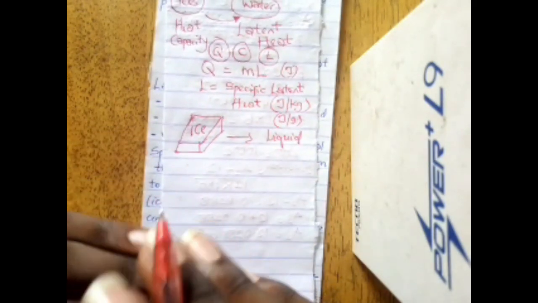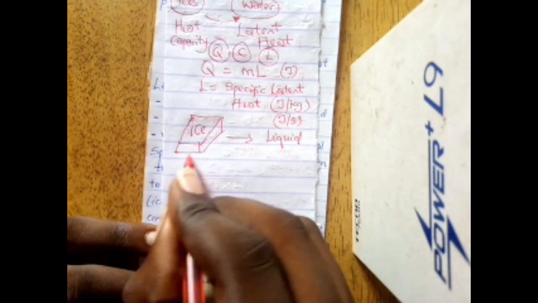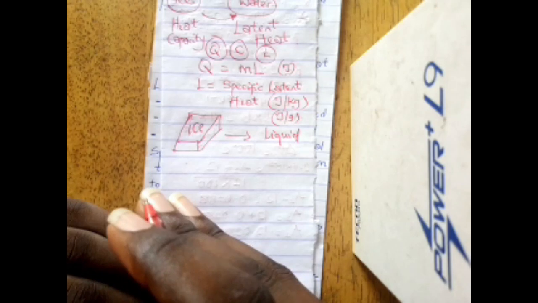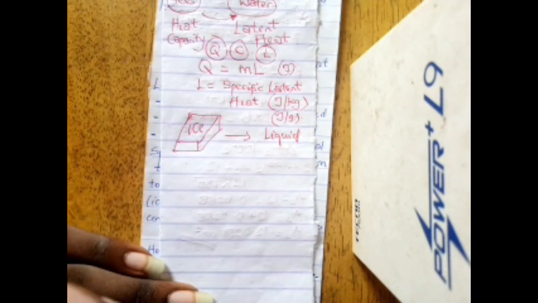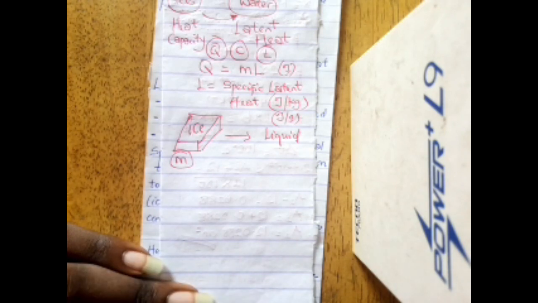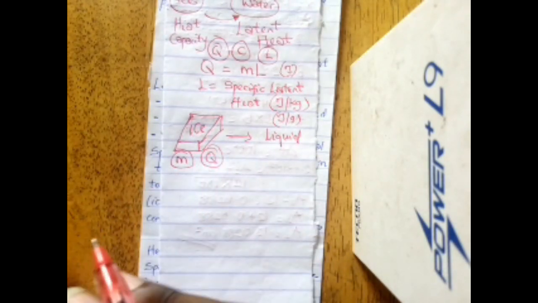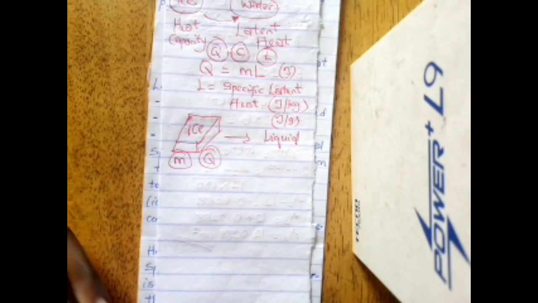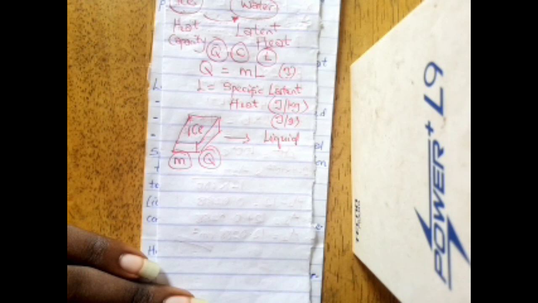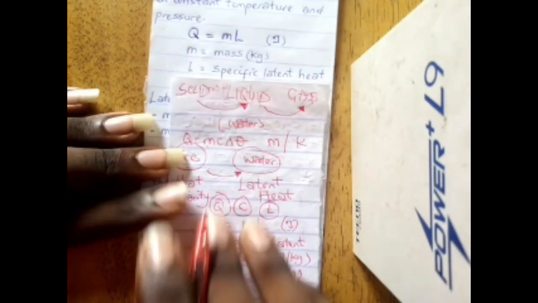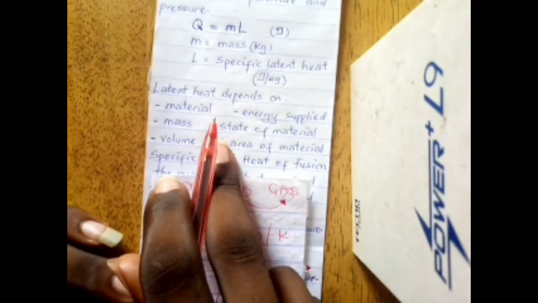We've said we want to convert ice into liquid, and a number of factors are in place. One is the nature of the material: is it a metal, a non-metal, or wood? We have to know the nature of the material. We are also concerned about the mass of the material, how large it is, to determine the amount of heat. We are concerned about the energy supplied, because the mass tells you the amount of energy you supply in order to convert it from one state to another. The volume and area are also factors to be considered. And we're concerned about the state of the material: is it liquid, solid, or gaseous? So our specific latent heat L depends on these parameters which I've explained.